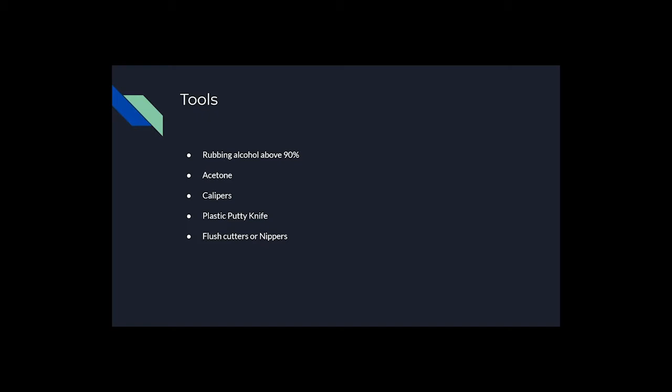The last one is flush cutters or nippers. If you're into model making, you most likely have some of these. This just helps with cutting off supports. Getting those little things can be hard with just your hands, and this definitely makes it a lot easier.